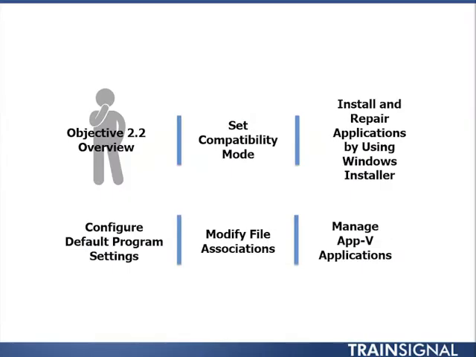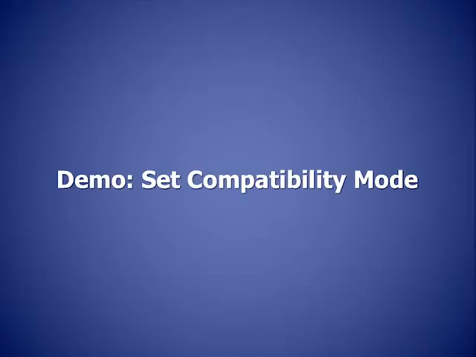This lesson covers Objective 2.2 of the Microsoft 70-687 certification exam, and the official objectives list these 5 sub-objectives: set compatibility mode, install and repair applications by using Windows Installer, configure default program settings, modify file associations, and manage App-V applications. This is going to be a very hands-on lesson, so let's get started with a demonstration of how to configure compatibility mode for desktop applications.